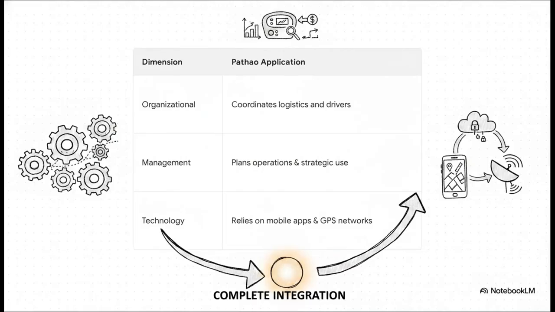The ride-sharing platform Pathao is a perfect case study of all three dimensions working as one integrated unit. Organizationally, their system coordinates really complex logistics and drivers. Managerially, leadership uses it to plan operations and make strategic routing decisions. And technologically, it completely relies on mobile apps and GPS networks. Pull a single dimension out of this triad and the entire company collapses. It's like a giant puzzle where every piece has to fit perfectly.